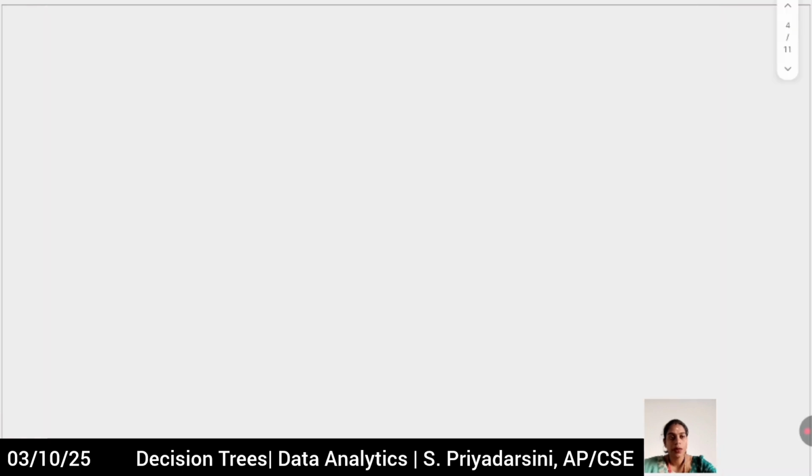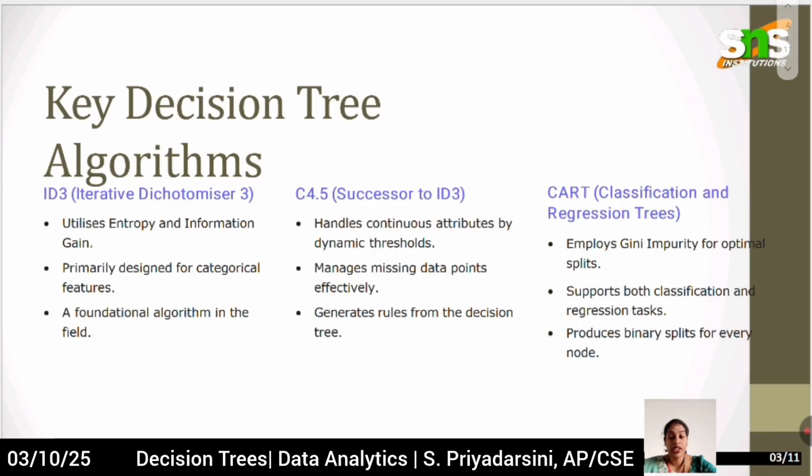Next, we will see about the key decision tree algorithms. There are three main decision tree algorithms you should know: ID3, C4.5 and CART. The ID3 algorithm uses entropy and information gain. It's mainly designed for categorical features. As its successor, C4.5 can handle continuous attributes, manage missing values and even generate rules. Then we have CART, which is classification and regression tree, which uses Gini impurity to decide splits and supports both classification and regression. Each of these algorithms shares the same goal: to find the most informative way to split the data set.